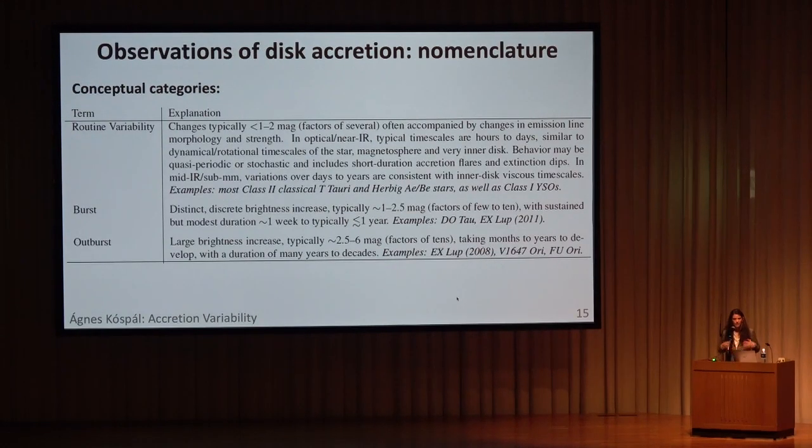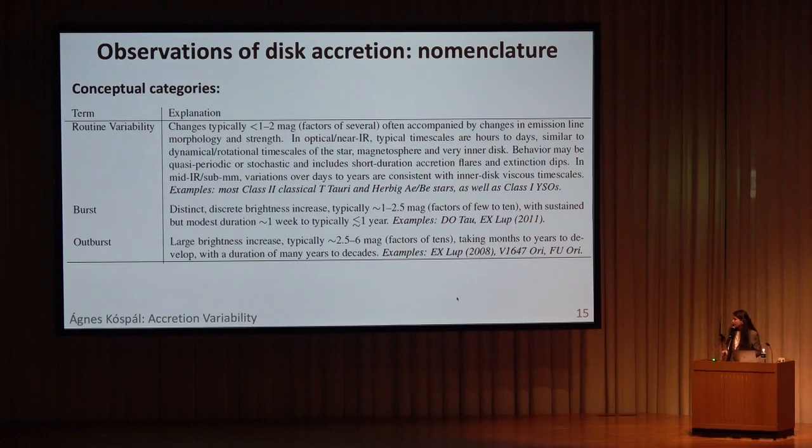So let's stop here for a moment and clarify some of the concepts and expressions I've been using in my talk. By routine variability, I mean changes that are typically less than 1 to 2 magnitudes. They are often accompanied by changes in the emission line morphology and strength. This is typically observed at optical and near-infrared wavelengths on timescales of days to weeks. It can be quasi-periodic or stochastic, and can include short accretion flares and even extinction dips. This is basically what a normal classical T Tauri star does.